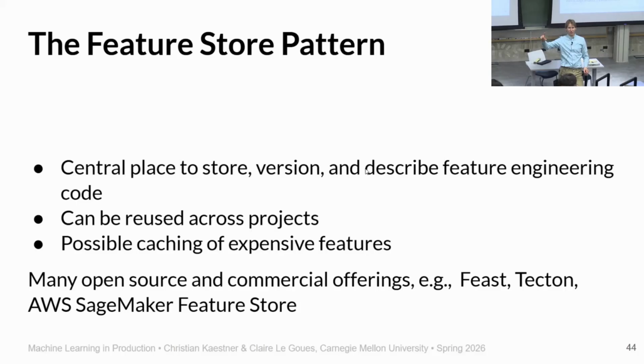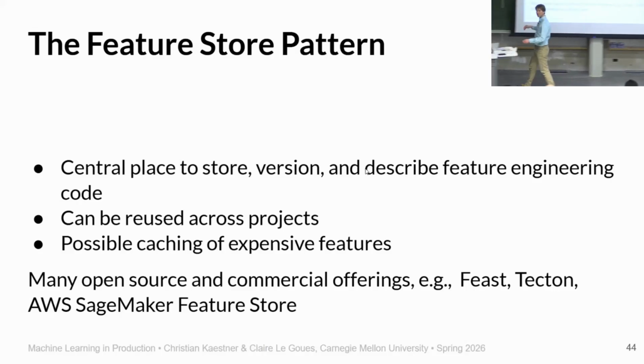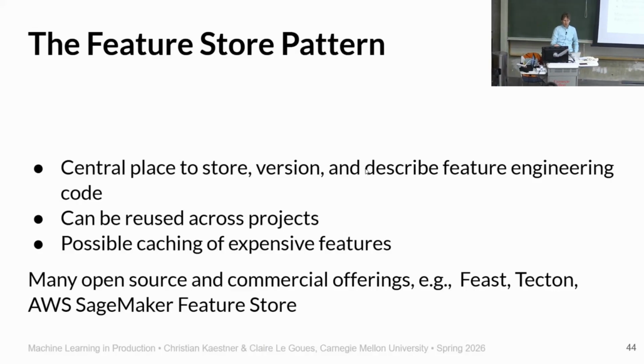So I have a feature for zip code, I have a feature for income or something like this. Some of them might be quite expensive to compute. Some of them might use a different model, like predicting somebody's income if we don't have the data. So feature stores also often cache the data. But again, this is a pattern, a central place to store and version the code for feature engineering, and to cache feature values potentially. There's a couple of tools.